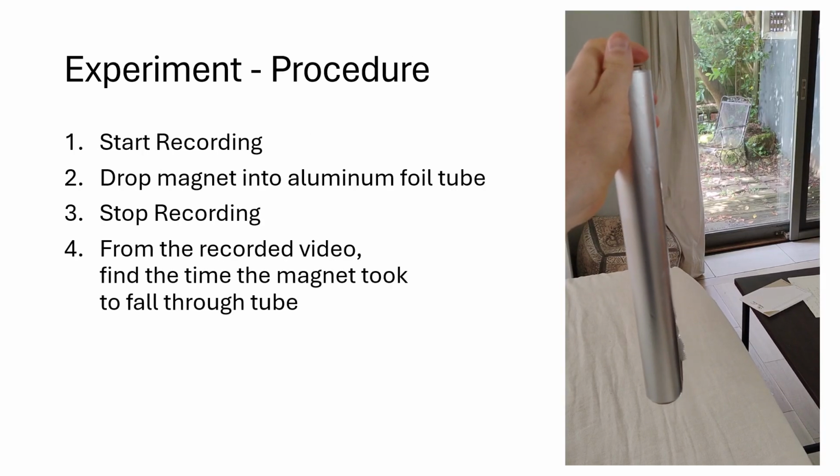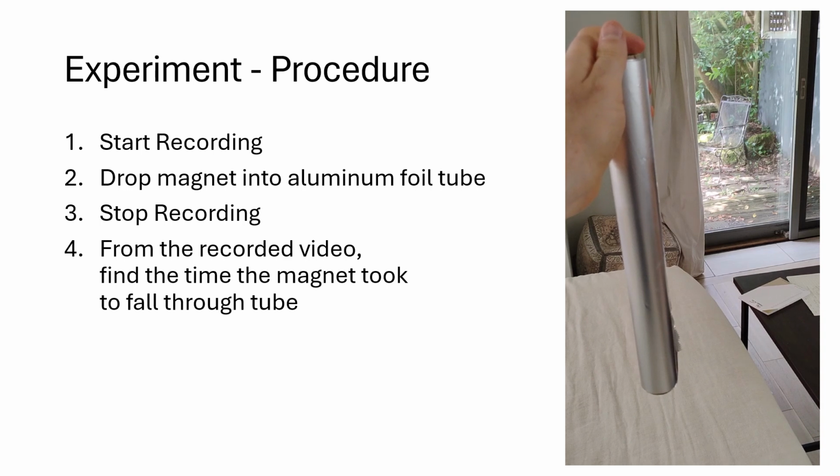The procedure for this experiment is pretty straightforward. Take a magnet, drop it through a tube of aluminum foil, record a video, and determine how long it took for the magnet to fall through the tube. So here are the results. On average, between the trials, it took 1.2 seconds for the magnet to fall through the tube.